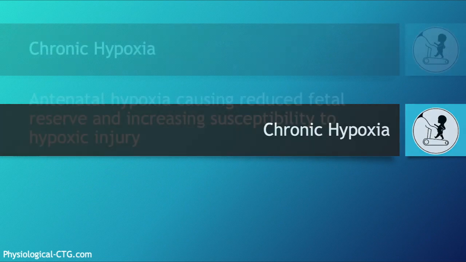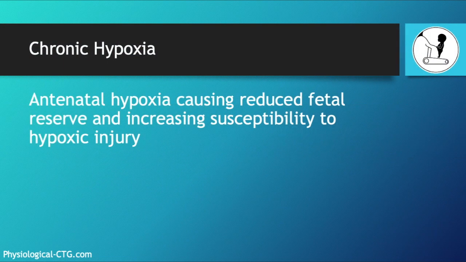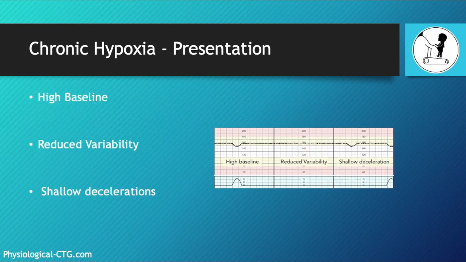Chronic hypoxia. Chronic hypoxia is actually a hypoxia that develops during the antenatal period. This reduces the fetal reserve and makes the baby more susceptible to injury due to intrapartum hypoxia. There are three cardinal signs of chronic hypoxia: a high baseline rate, reduced variability, usually associated with absence of cycling, and shallow decelerations, usually associated with absence of accelerations.